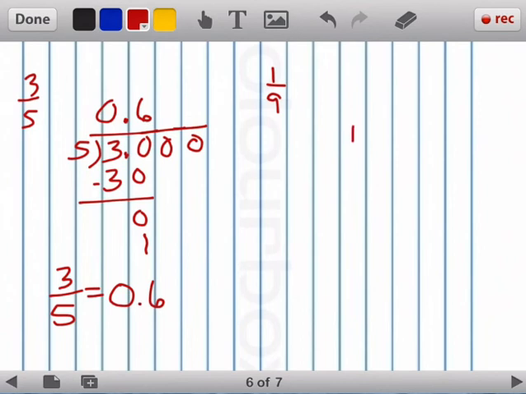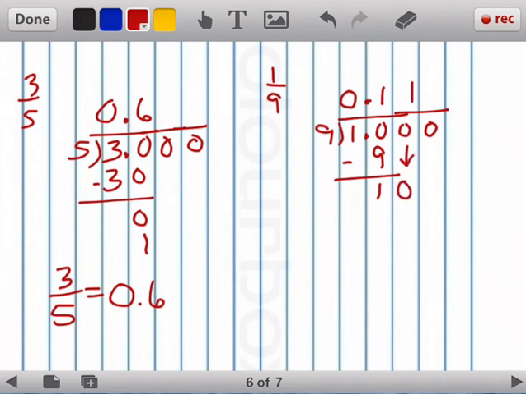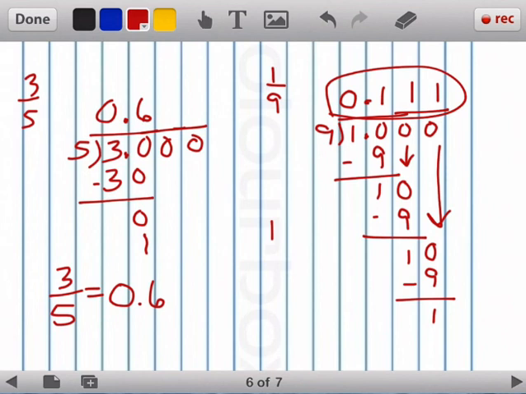1/9. 1 divided by 9. Put my decimal point in, add my 3 zeros. Bring my decimal point up to the line. 9 goes into 1. No. 9 goes into 10. Once. 1 times 9 is 9. Subtract. I get a 1. Bring down the 0. 9 goes into 10 once. Multiply. 9. Subtract. I get a 1. 9 goes into 10 once. I see my pattern developing. My remainder continues to be 1. So I've established the pattern here. This is a repeating decimal. That 1/9 is the same as 0.1 repeating. Again, the bar only goes over the part of the decimal that repeats. Okay?